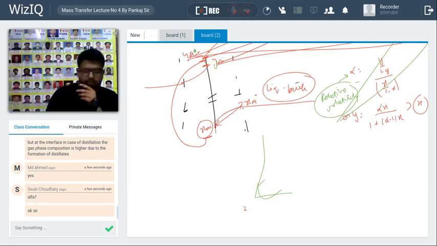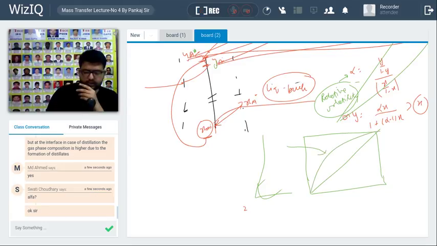I'll teach you in the distillation itself. Okay, here in the distillation, this is the 45-degree curve, that is the diagonal, and this is the equilibrium curve. We take the values here, and this is how. So these are the operating lines. Okay, this is the equilibrium curve.